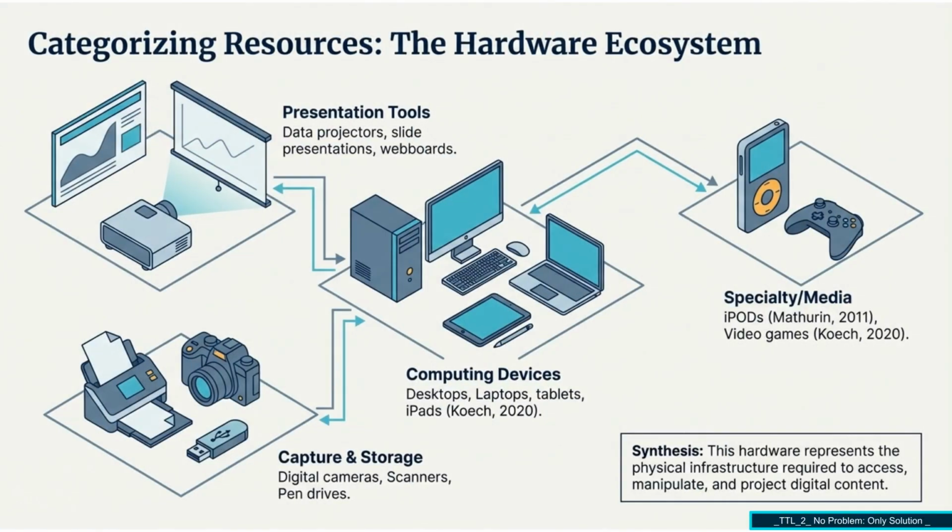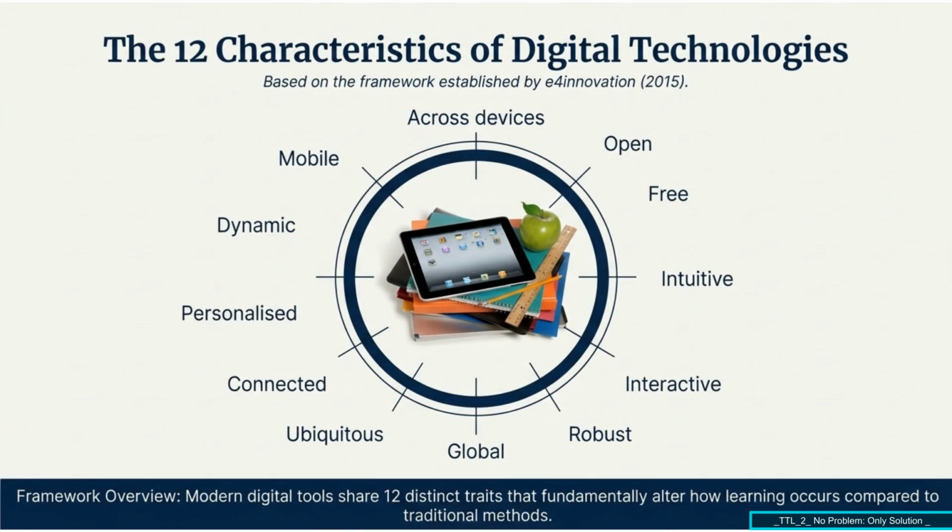The hardware ecosystem for digital learning includes computing devices, presentation tools, capture and storage, and specialty media devices. This hardware provides the physical infrastructure to access and manipulate digital content. Modern digital tools possess 12 distinct characteristics that fundamentally change how learning occurs. These characteristics include being across devices, mobile, dynamic, personalized, and connected, among others.